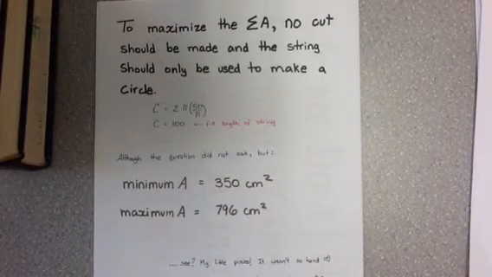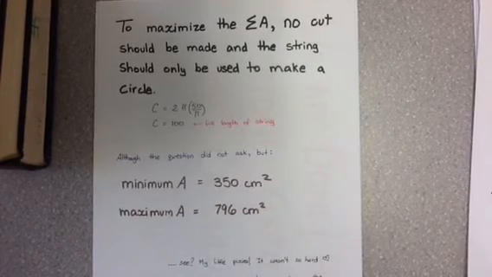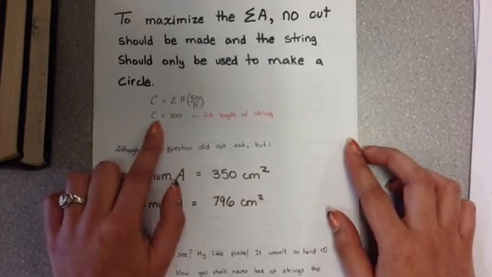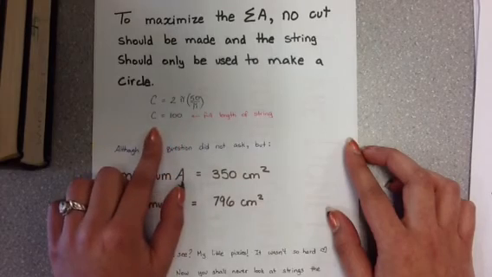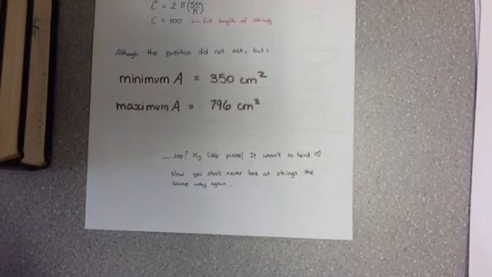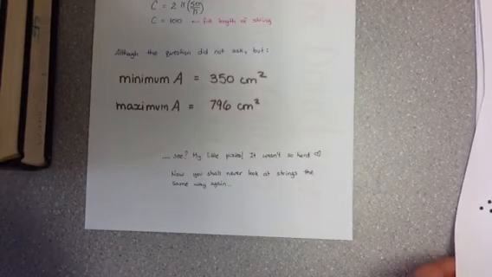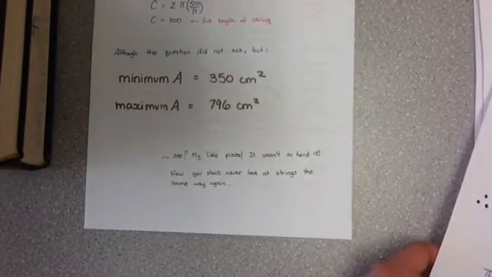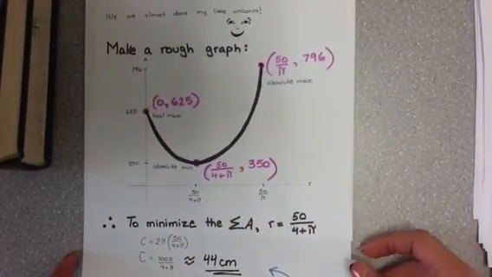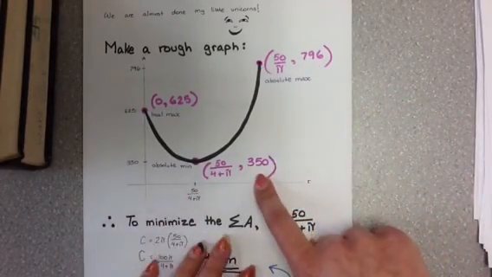To maximize the sum of areas, no cut should be made, and the string should only be used to make a circle. We know this because the greatest amount of area that is possible is if the total string equals the circumference of the circle. The minimum area is 350 centimeters squared, and the maximum area is 796 centimeters squared. The question didn't ask for this, but we can figure this out because on the graph right here that we showed you a moment ago, we can see that the maximum area is 796 and the minimum area is 350.